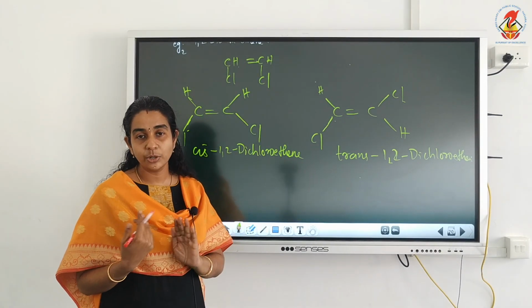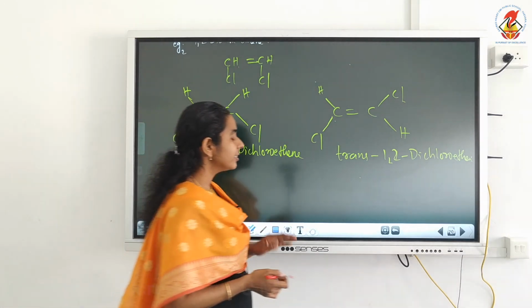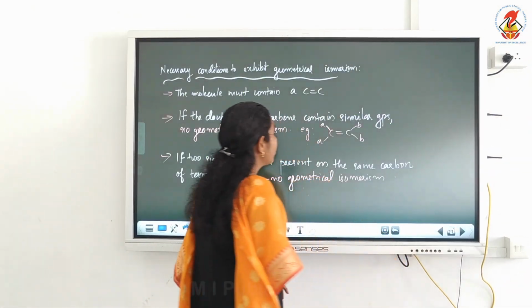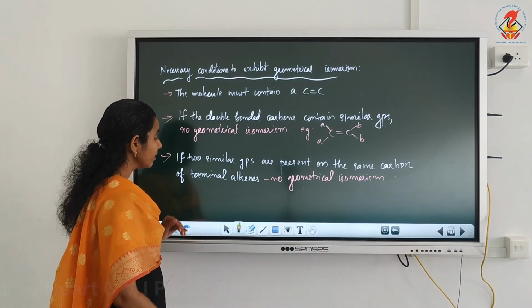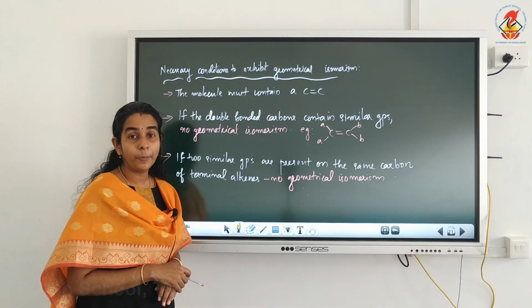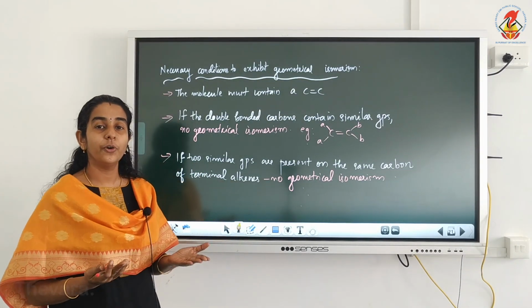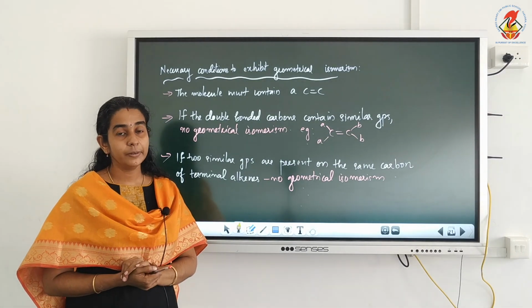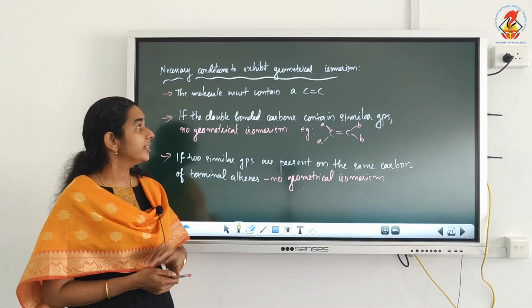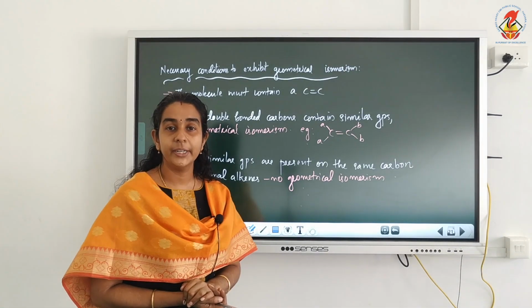This is the way to write the isomer names. I write cis or trans followed by the complete name of the compound. So this is about cis and trans isomerism. Now a few conditions are there for a compound to exhibit geometrical isomerism. The first condition is what? It is an isomerism exhibited by alkenes only, isn't it? So the first condition is the molecule must contain a carbon-carbon double bond.